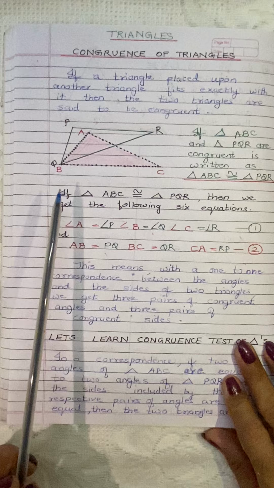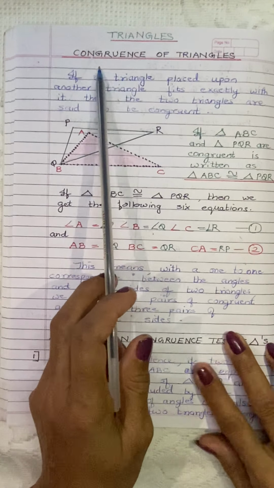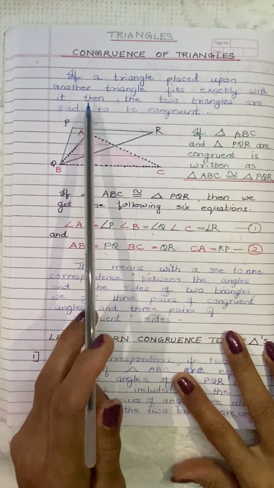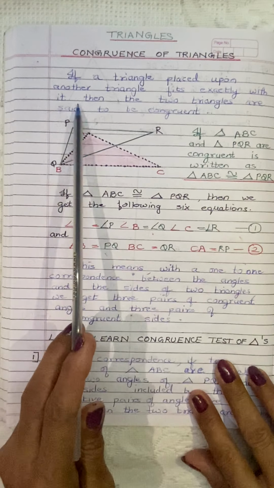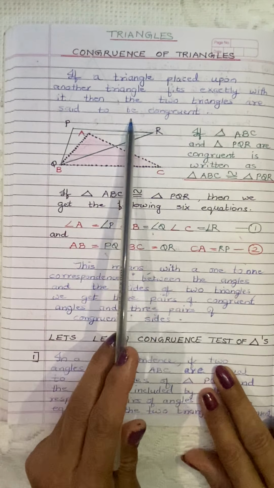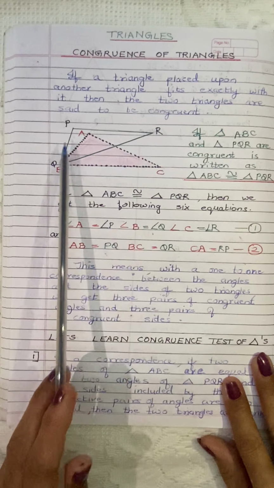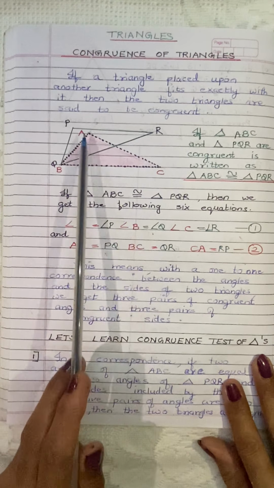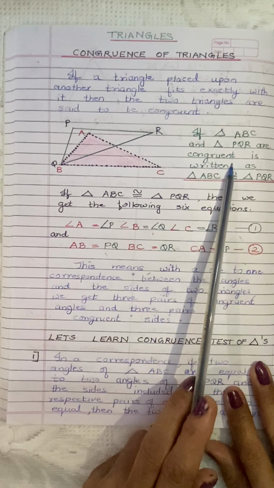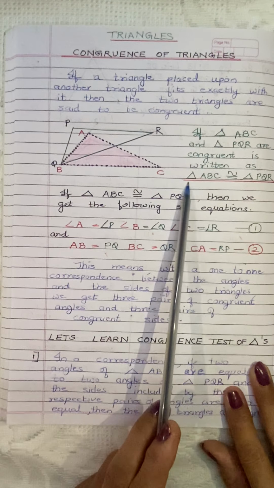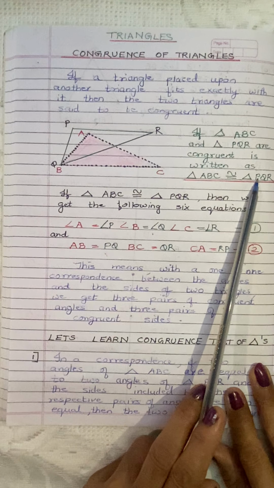Let's continue with the chapter triangles. Let's understand congruence of triangles. If a triangle placed upon another triangle fits exactly with it, then the two triangles are said to be congruent. If you look at these two triangles, triangle ABC and triangle PQR, if they are congruent, it is written as triangle ABC is congruent to triangle PQR.